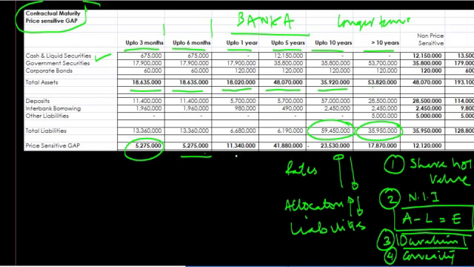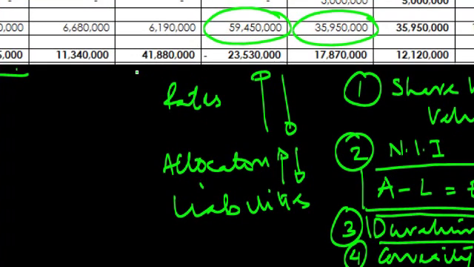In 1 year, the gap increases to 11.34 million. In 5 years, the gap increases to almost 41.8 million. And it's only when we come to the 10th year that we find we actually have a negative gap, a negative gap that reflects that I have assets worth 35.92 and liabilities worth 59.45.